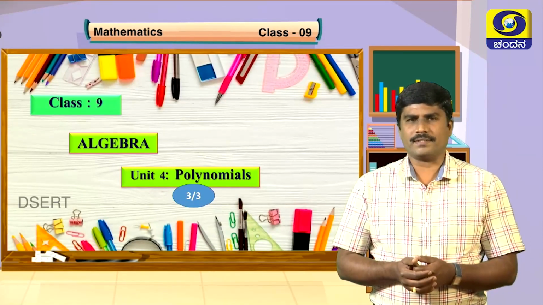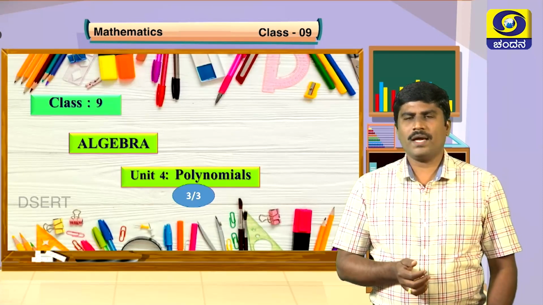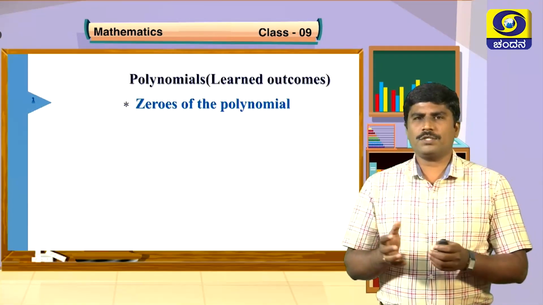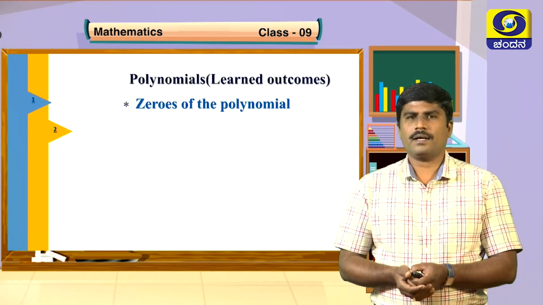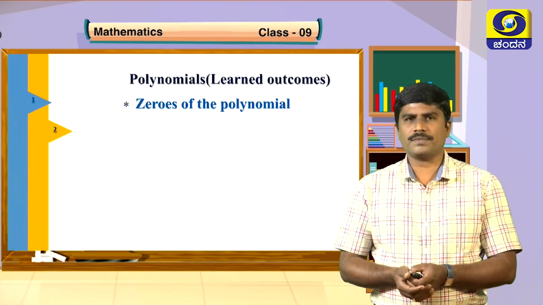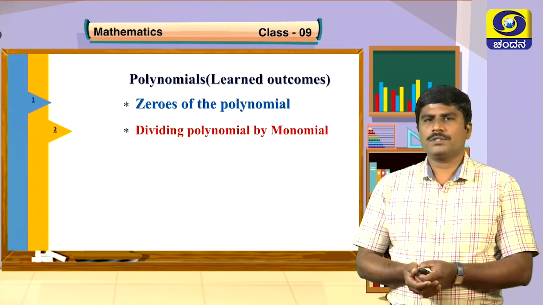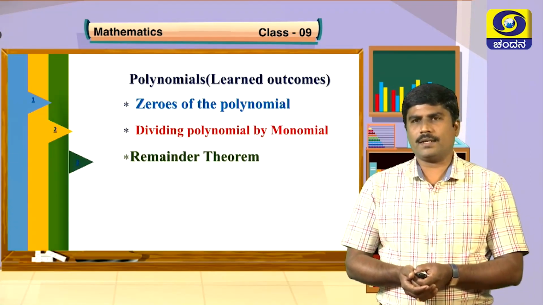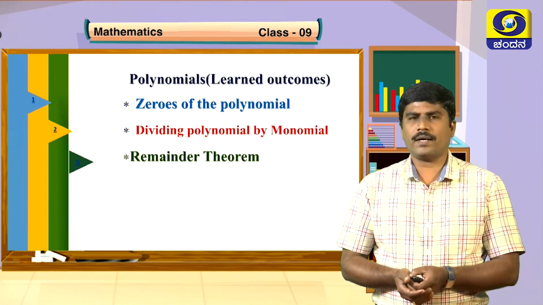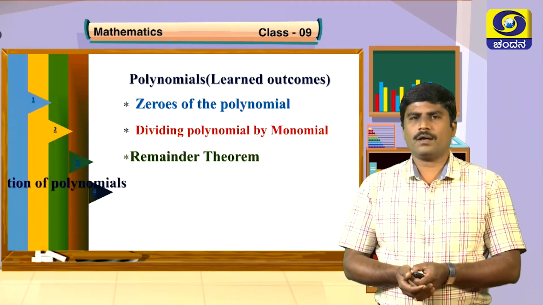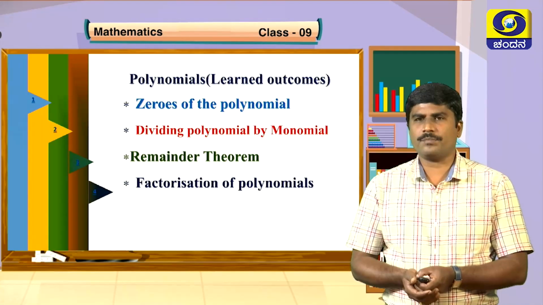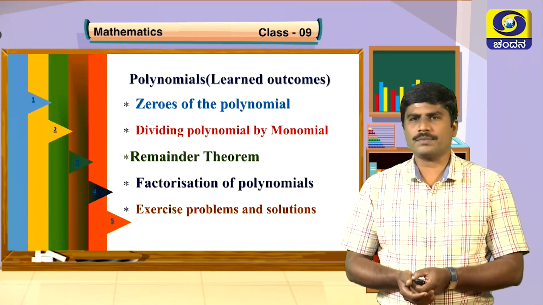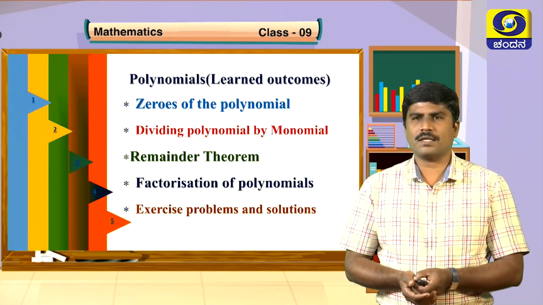In previous classes, in polynomials, we have studied various concepts like what we mean by zero of the polynomial, and we have solved problems based on zeros of the polynomial. Dividing polynomial by monomial, we also got the remainder theorem, and we have proved that remainder theorem, and also we have factorization of polynomials. And finally we have solved some exercise problems and discussed their solutions.